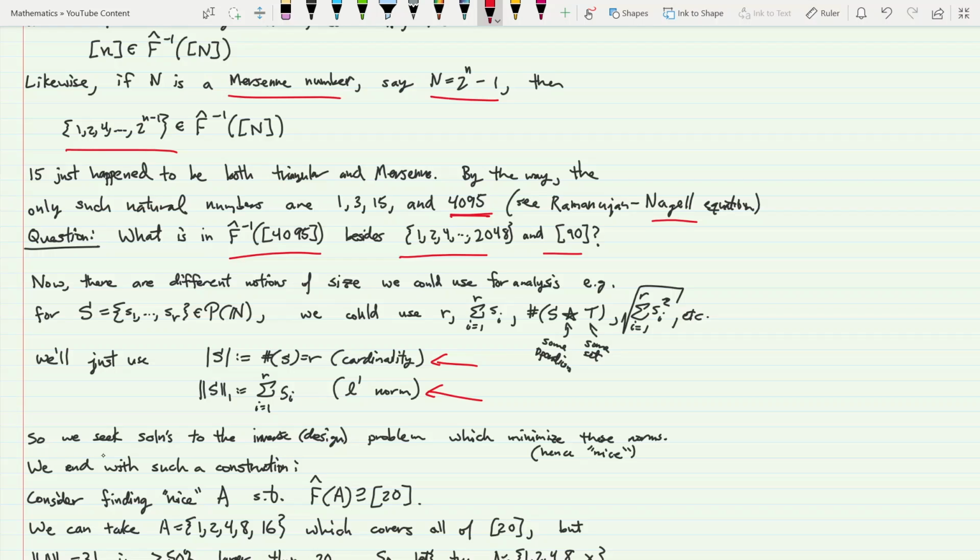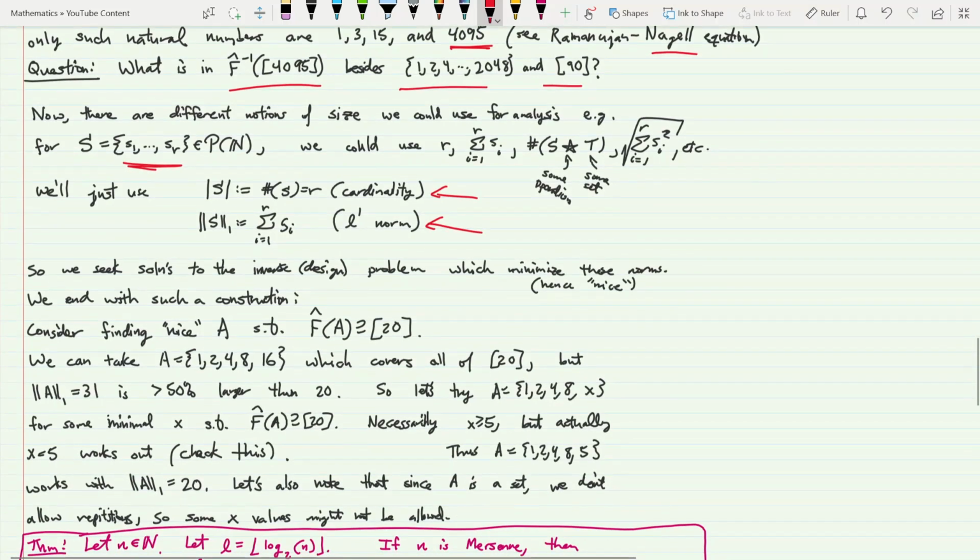Regardless, if we want to find a solution that is nice to this inverse problem, we'd probably want to minimize all of the norms. In fact, another thing you could minimize is the largest element of our set. That's not something we're considering, but that is another thing you could consider. So let's just do one more motivating example before the end, theorem at the end.